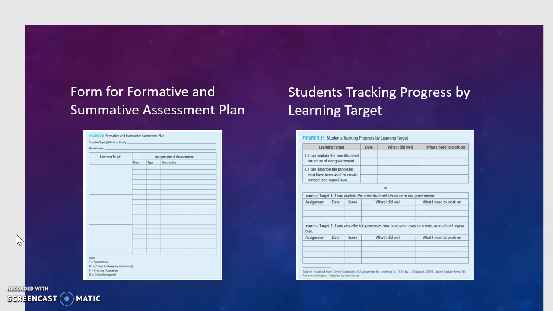The students tracking progress by learning target. And these again are forms that you could really use in any conferences that you have with parents, with administrators, with your department, and you could really help to see that student growth, if there is a lack of growth, if there's any issues, and it also helps the teacher determine, okay, maybe I'm doing something wrong. How can I get back on track? So these are forms that I will be utilizing within my lessons.